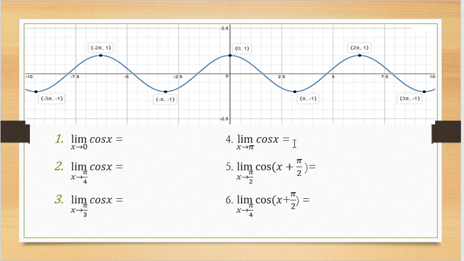0.5. Ang cosine ng x as x goes to pi. Ang pi po ay 180 degrees. And cosine 180 degrees is negative 1. So that means this is negative 1. And as x goes to pi over 2 of cosine x plus pi over 2, that is pi over 2 plus pi over 2, that is pi. And cosine pi is equal to negative 1. So that means the result is negative 1.